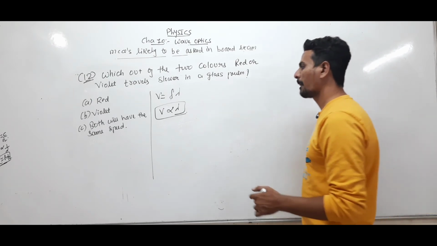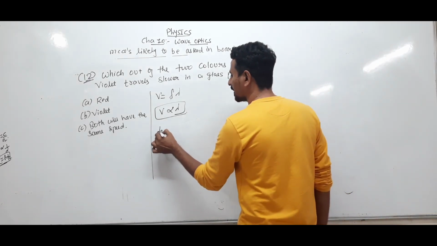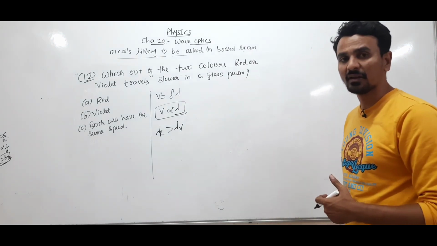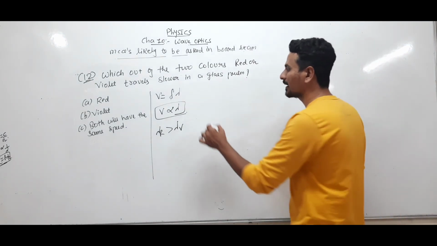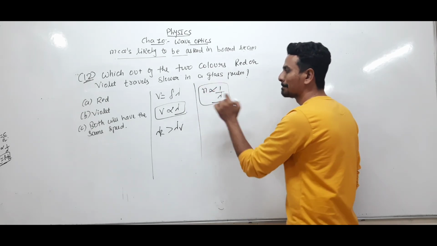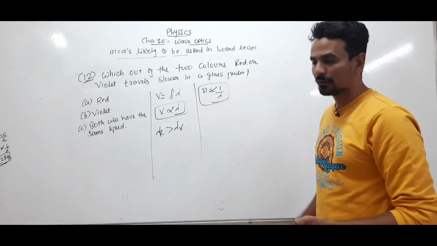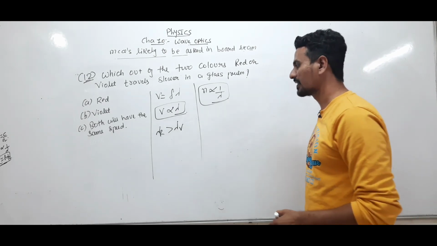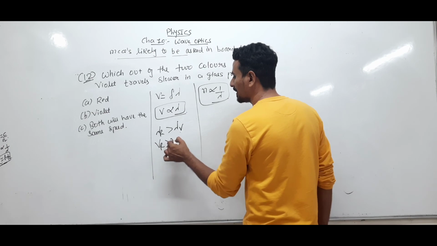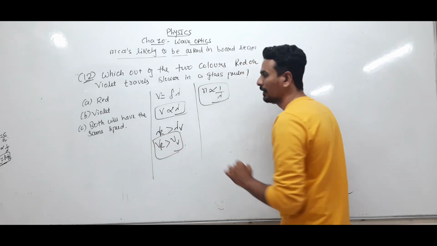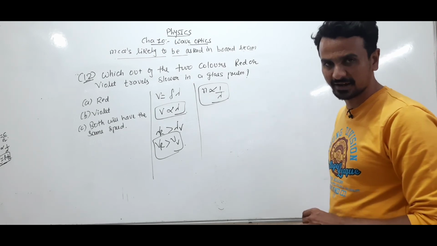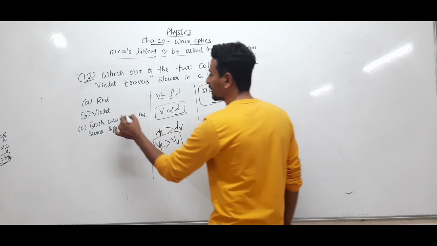Now the wavelength of red light is greater than that of violet because the refractive index of red is less than that of violet, and refractive index and wavelength are inversely proportional. Refractive index of red is less, so the wavelength of red will be more. Since the wavelength of red light is more, the velocity of red light will be greater than that of violet light. So in the question it has been asked which will travel slower in a glass prism. So it will be violet color.